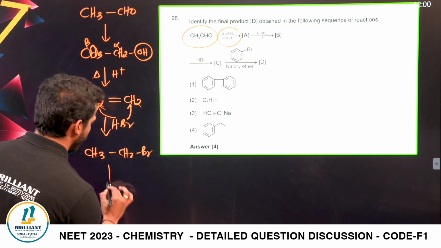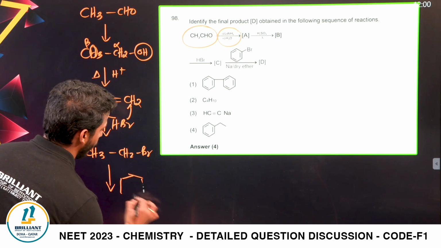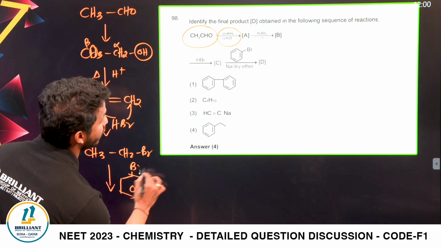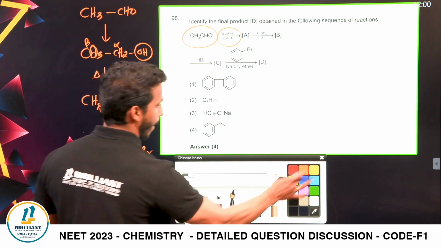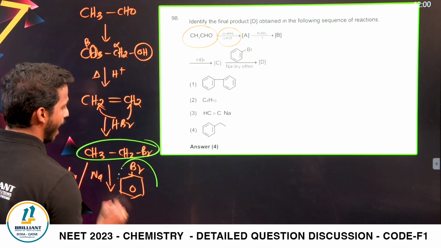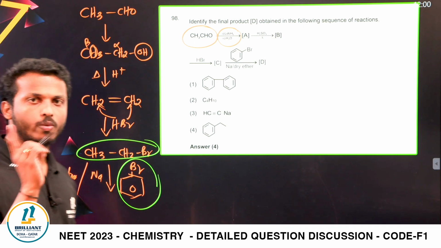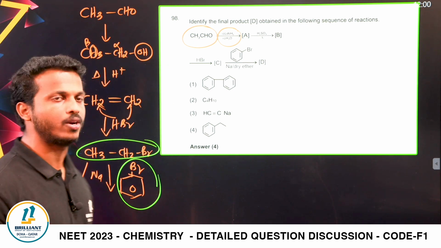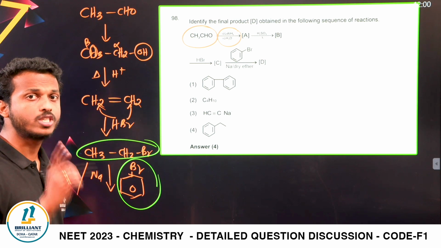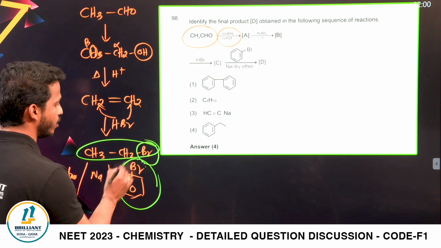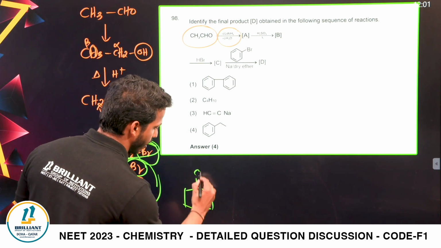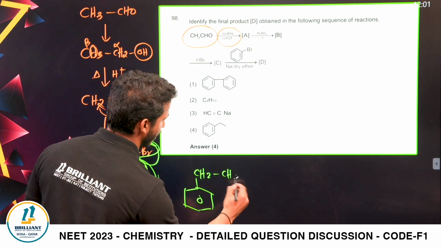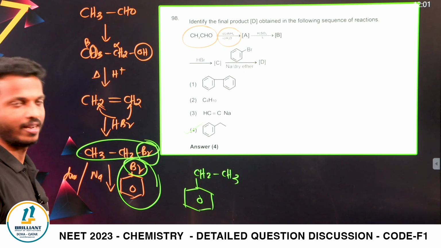Compound C is treated with what? Bromobenzene with the what? Sodium and dry ether. You know very well, it's a haloalkane and a haloarene. When a haloalkane is mixed with a haloarene in presence of sodium and dry ether, it undergoes the Wurtz-Fittig reaction. The bromine is taken by sodium, and the benzene is connected to the alkyl chain. You will get ethylbenzene. So what is the answer? Option 4 is the correct answer.